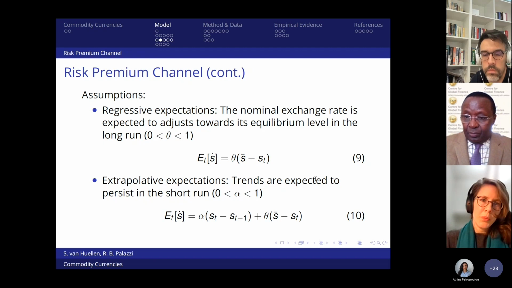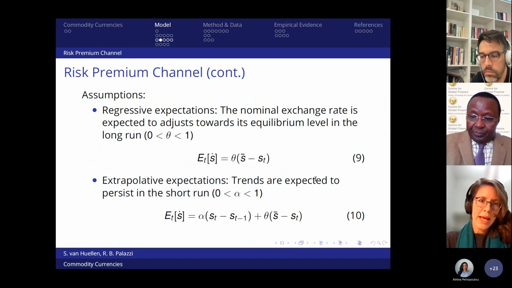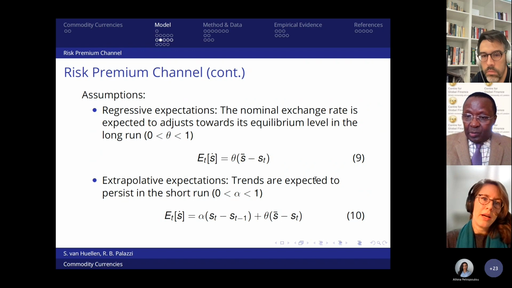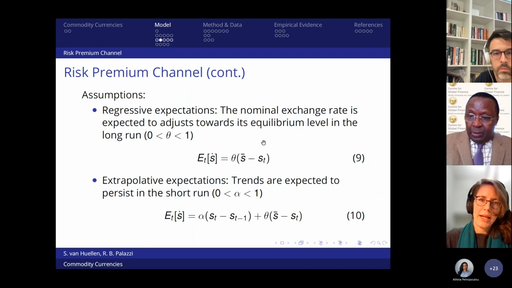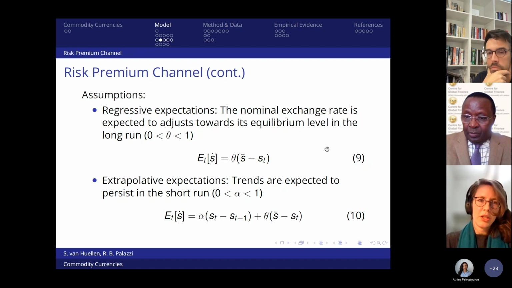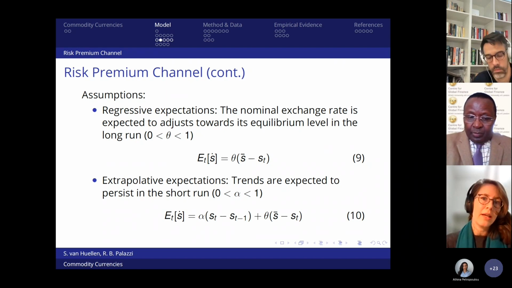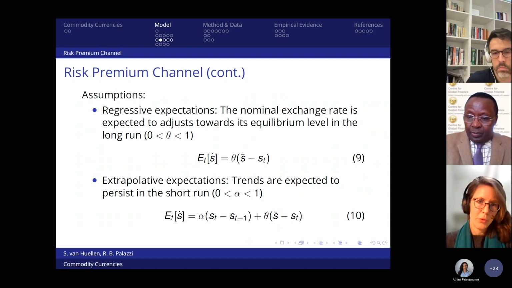Now, we assume that exchange rates are a tradable asset. As a tradable asset, they are subject to traders' expectations. And we are assuming a mixture of two different trader types. One trader type forms expectations based on regressive expectations, which means that there is some assumption of adjustment towards the equilibrium level of the exchange rate, and the equilibrium level here is defined, as common, via the purchasing power parity assumption.